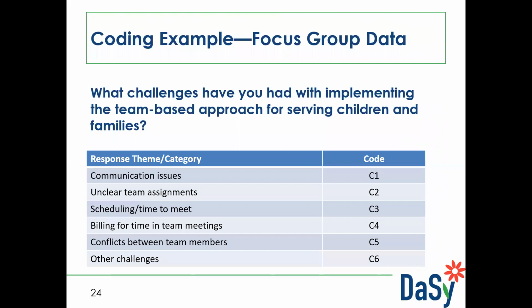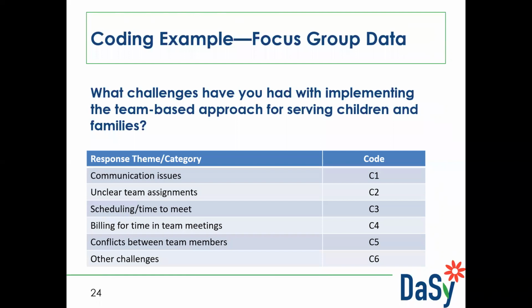So in this case, a staff member or a group of staff members, either through what they expected to find in the focus groups, but also maybe reviewing a few of the focus group notes first to try to identify some themes that are popping up more than once. And so after having done that, they created these 6 themes around challenges around the team-based approach. And the coders, as they read through, are going to decide if they see something, does it relate to communication issues? If so, they would write C1 in the margin.